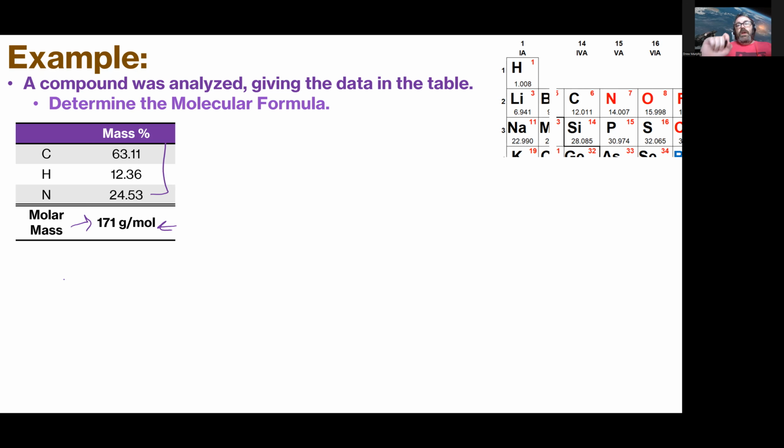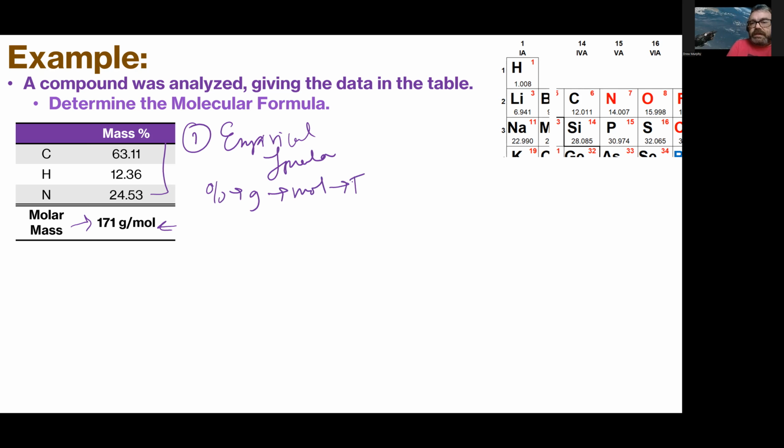The first step of this is we've got to find the empirical formula. We already know how to do that, right? We have percentages, so we take our percents, turn them to grams, take our grams, turn them to moles, and take our moles and turn them into a formula. So here we go. For carbon, 63.11 grams. Remember, the grams can be equal to the percent because we're assuming 100 grams total. So 1 mole of carbon is 12.011 grams.